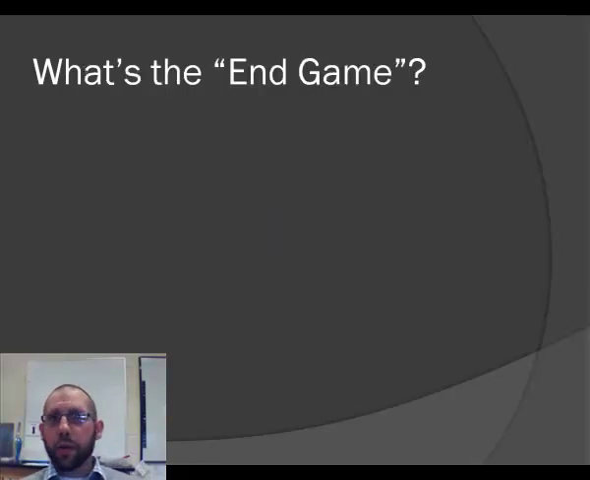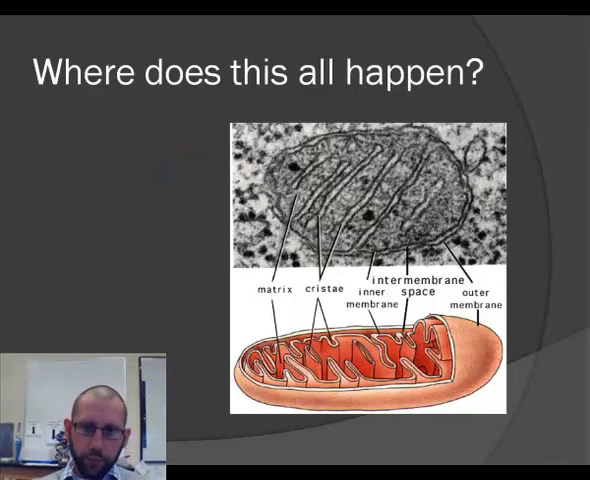So again, the end game here, we're trying to make ATP, adenosine triphosphate. So where does all this happen? Well, it happens in the mitochondria. So here is a picture of a mitochondria. Here's an actual microscopic image taken with a microscope of a real mitochondria, and here's a computer-generated image of a mitochondria. And let's make sure that we understand a couple different parts here.